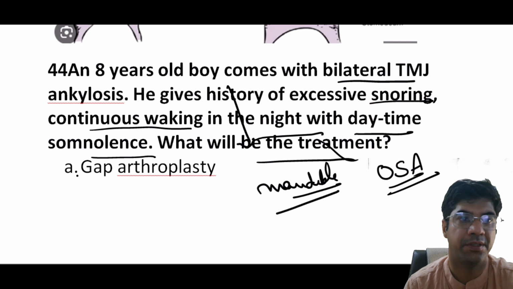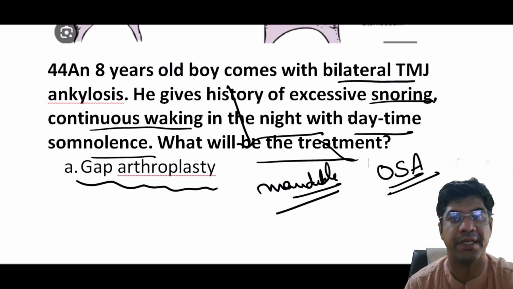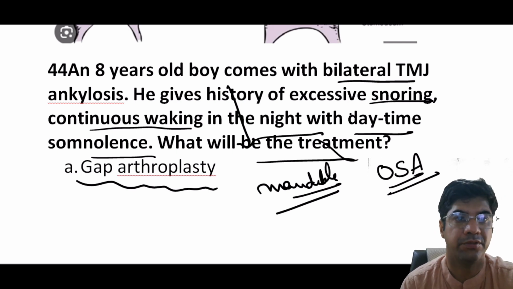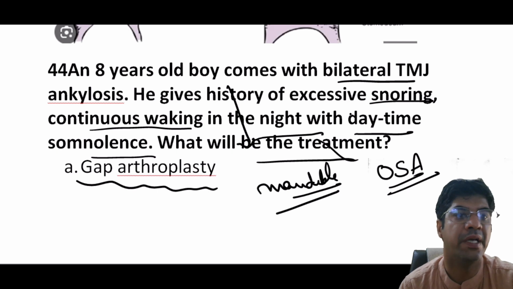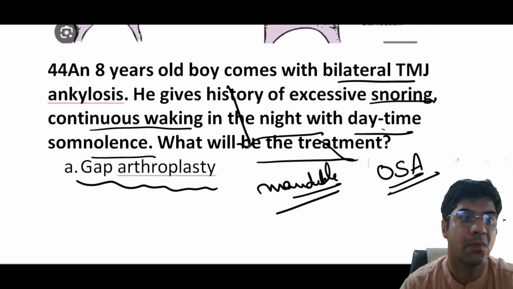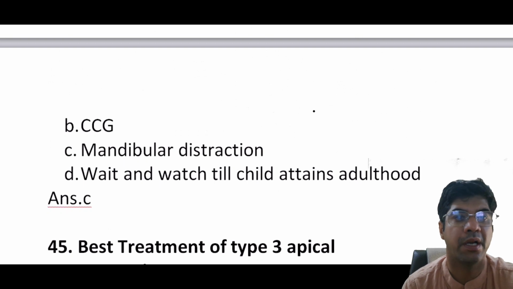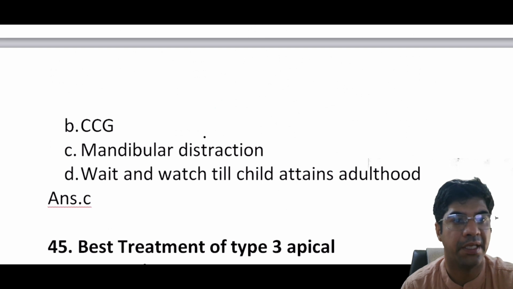Option A, gap arthroplasty. It involves the surgical creation of a gap at the site of ankylosis to allow for some movement. That would not sufficiently improve the airway in the growing child and does not address the underlying mandibular deficiency. So it's incorrect. Costochondral grafting involves a rib graft to reconstruct the TMJ. It is important for TMJ reconstruction, but it may not be the best solution for improving airway function in the context of severe obstructive sleep apnea.